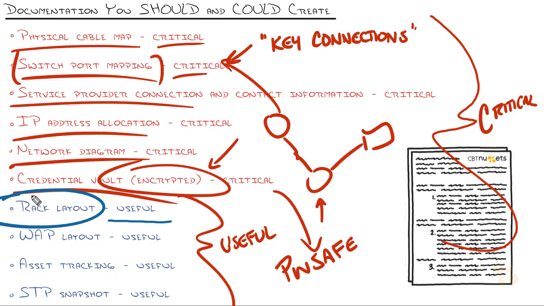You see the red cable? Those kind of things just aren't reflected in an Excel spreadsheet without having a visual picture of it. The WAP layout is very useful. Where are your wireless access points installed in the ceiling?